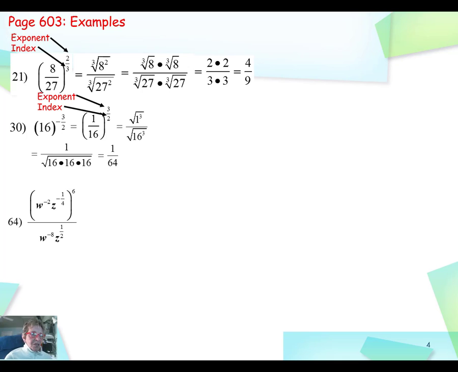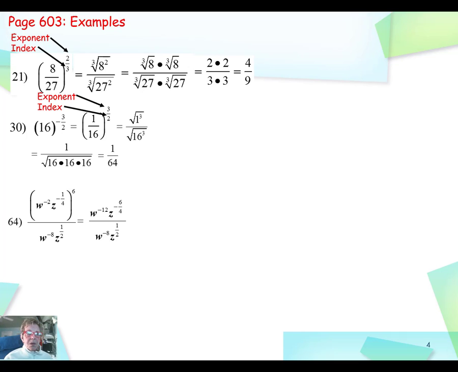Now we have a whole bunch of things going on. We have negative exponents, we have rational exponents, we have power to the power. So the first thing I'm going to do is get rid of the parentheses in the numerator by multiplying the 6 times the negative 2 and the 6 times the negative 1/4. Now I'm going to use the rule of exponents that says if you have like bases, you can subtract those exponents. But you must remember to subtract the exponents where the larger exponent is.